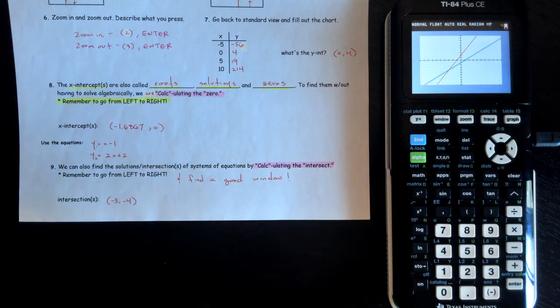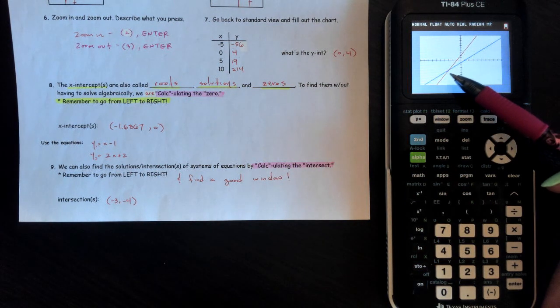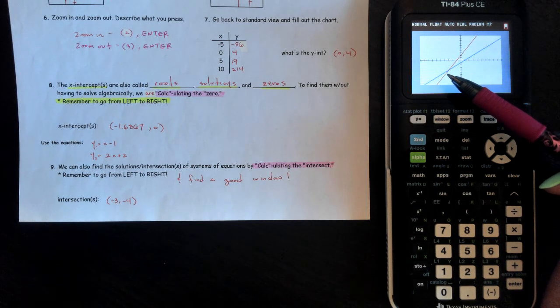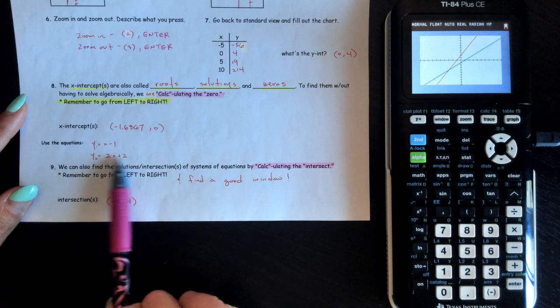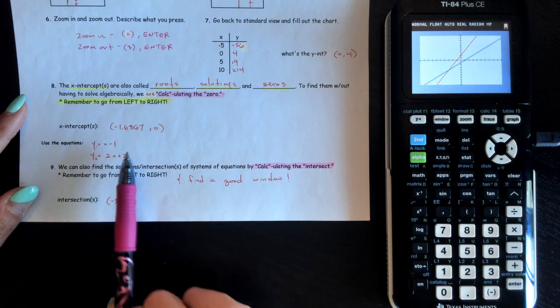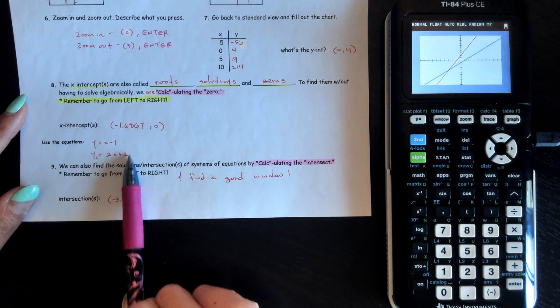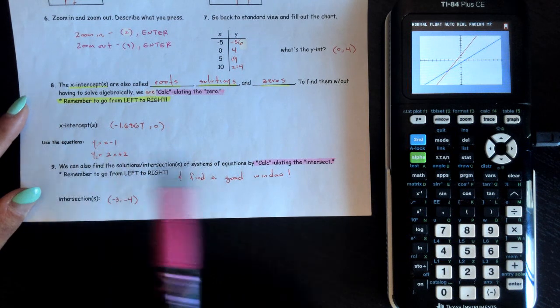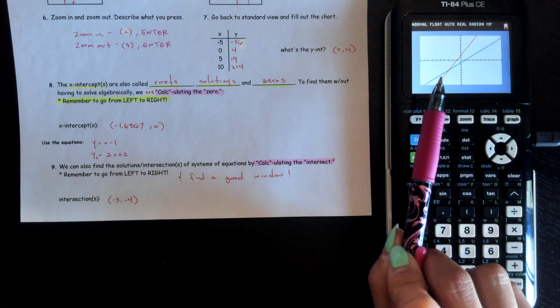Okay, I can see this is the intersection. So if this is my intersection, I want the calculator to find that. I don't want to use substitution. I don't want to use elimination. I mean, I could, but when they're decimals, that's a pain, okay? So instead, I want the calculator to find it for me. How do you do that?